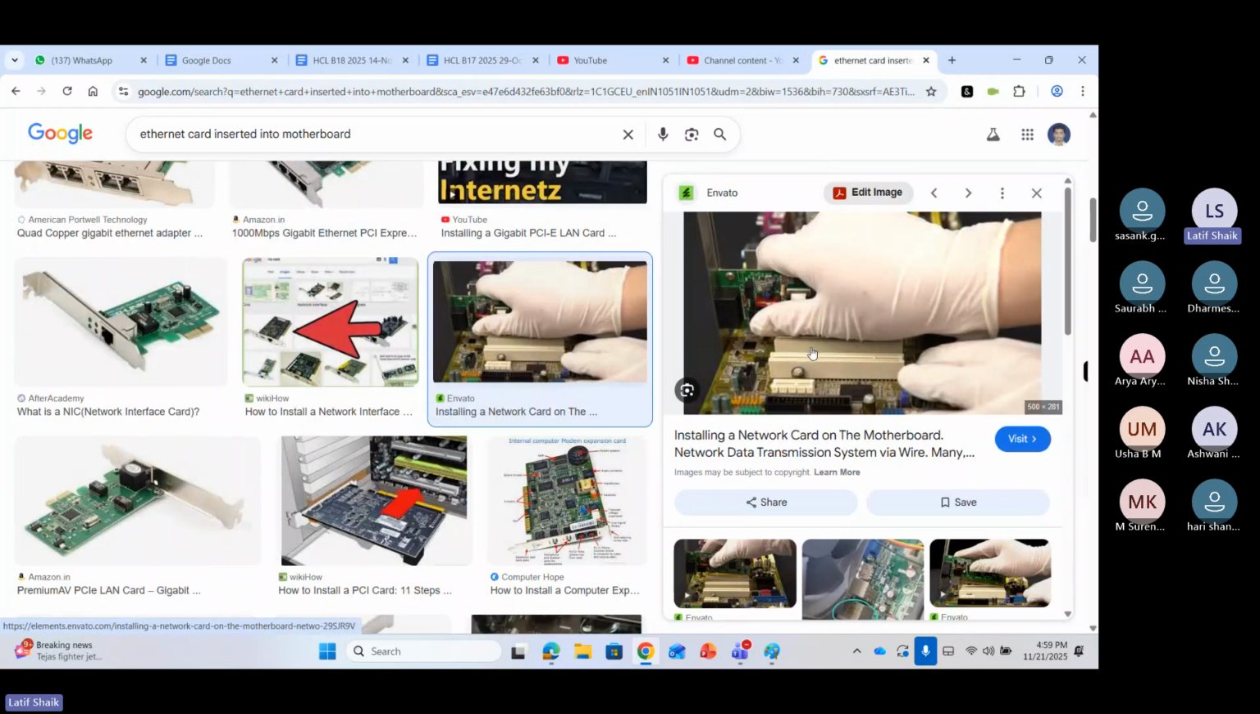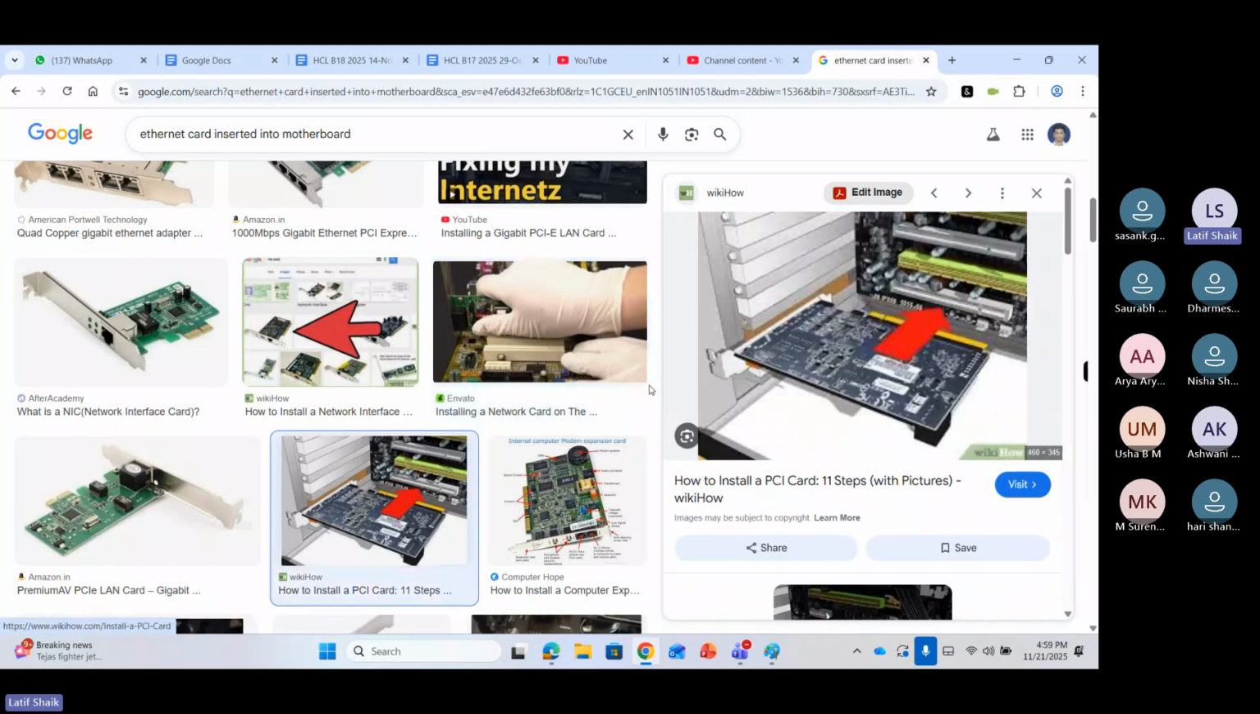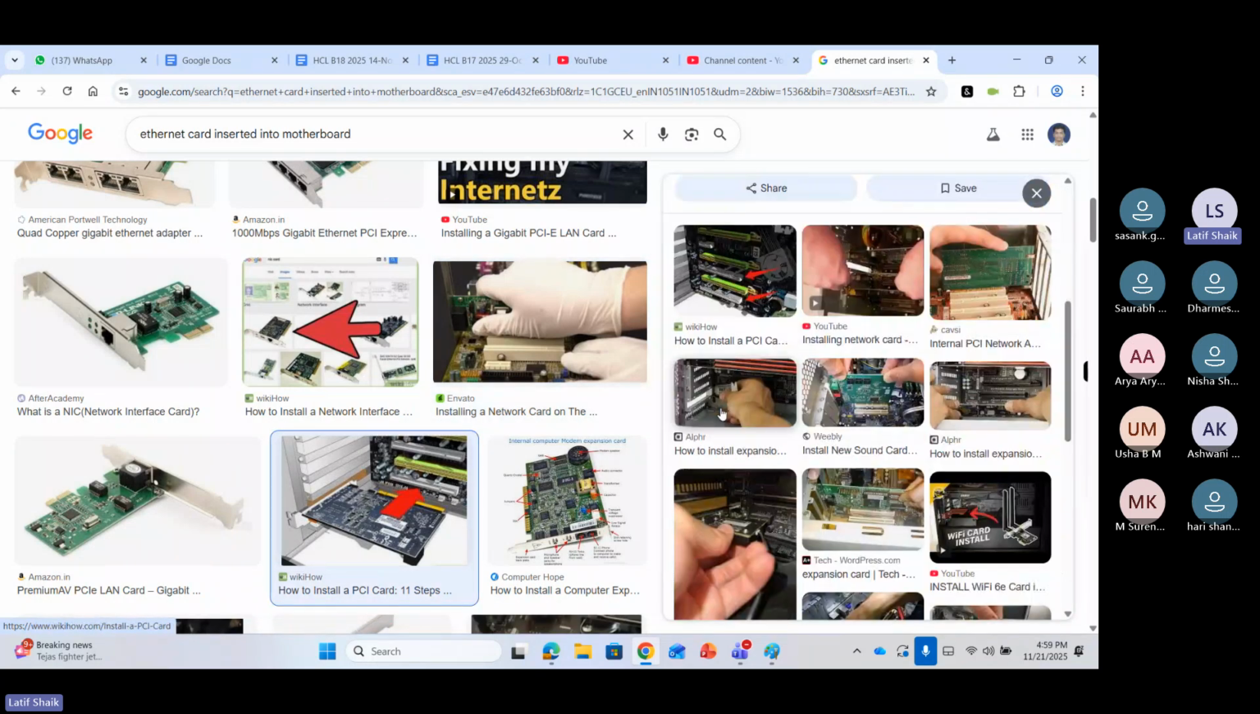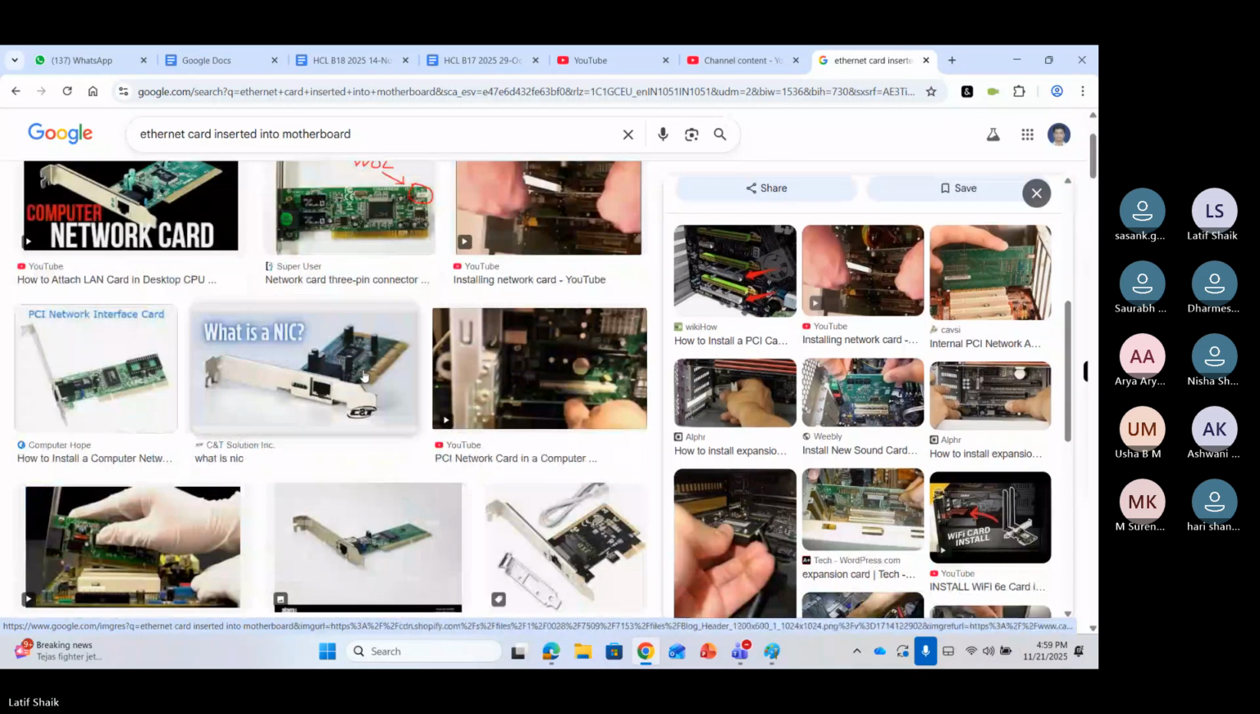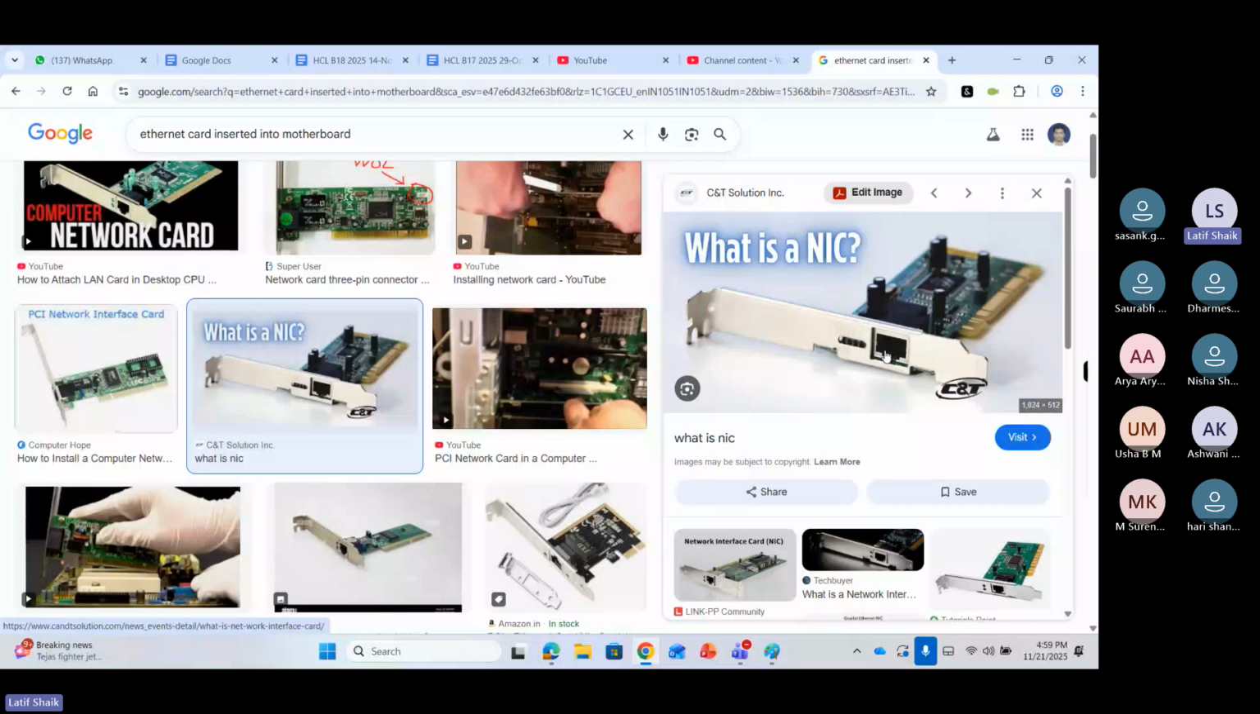Now for your desktop or your server, we are able to connect to the network. If you see, this NIC card has a port. This port we call an Ethernet port, LAN port, RJ45 socket. Different names are there.